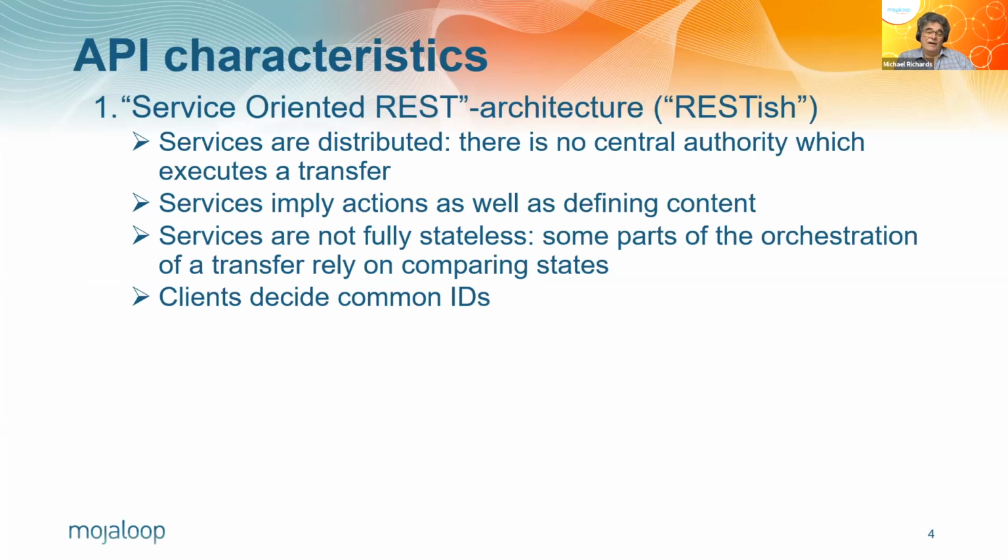The characteristics of the API are as follows. We use something that's not exactly a REST architecture, but a service-oriented REST architecture. That's what we're calling it. The differences from a classic REST architecture are as follows. First of all, the services are distributed. There's no central authority which executes a transfer. A transfer is executed as an orchestration between the participants, who are normally two in the instances we've been looking at, but maybe more than two.